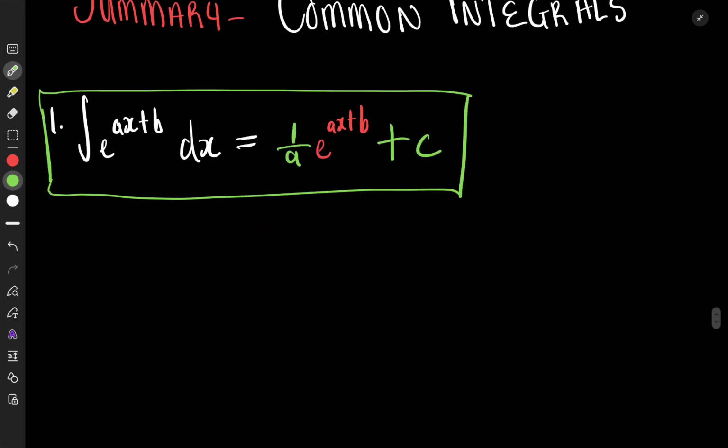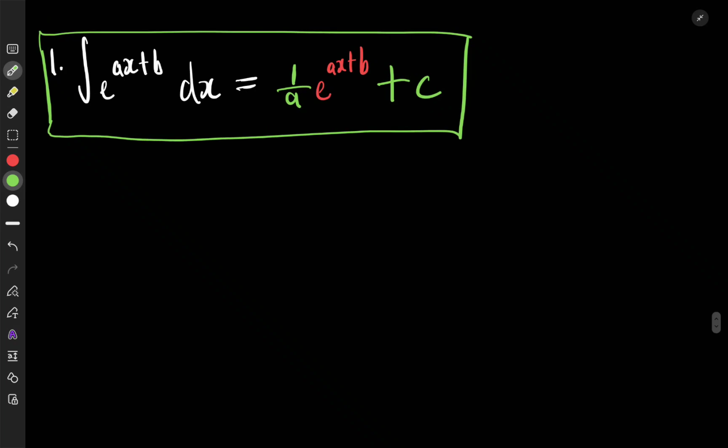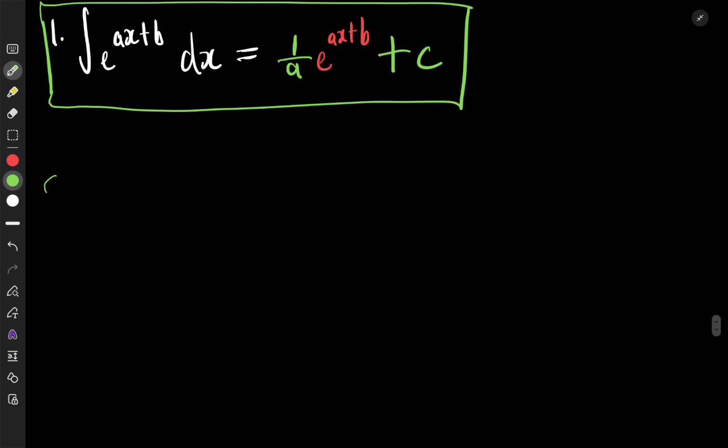So this is going to be the first one. This is all you have to do. And that's the same trick we're going to be using for all of them, honestly. So let's do the second one. It's going to be the integral of 1 over ax plus b, and this is with respect to x.